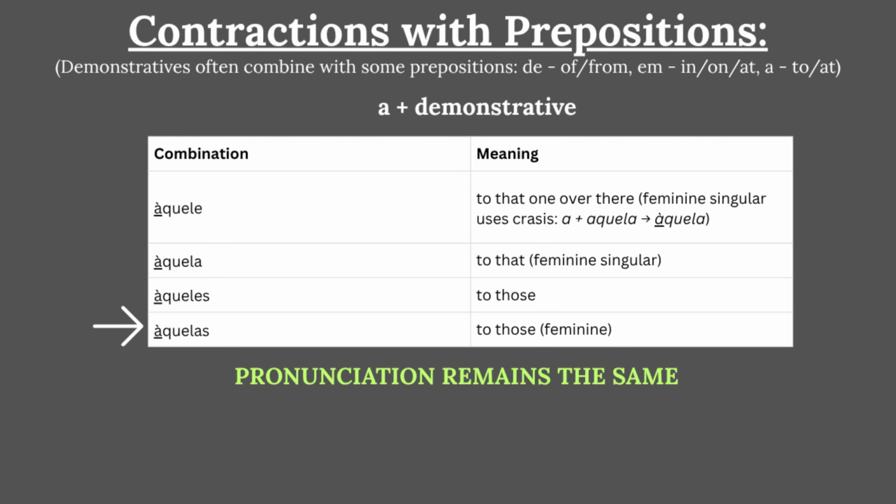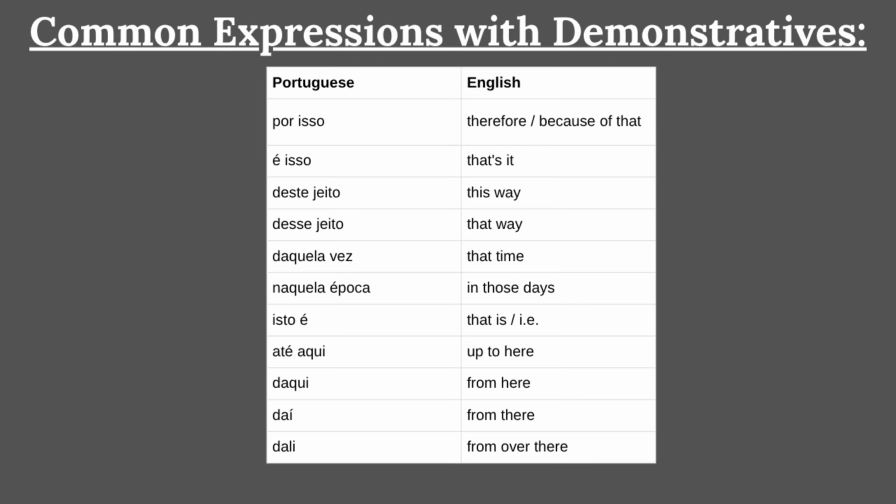By knowing such demonstratives, it's good to use common expressions in everyday Portuguese, because this way, seeing demonstratives in context will make their usage feel more natural. Por isso. É isso. Deste jeito. Desse jeito. Daquela vez. Naquela época. Isto é. Até aqui. Daqui. Daí. Dali. So, this is how demonstratives fully work in Portuguese.